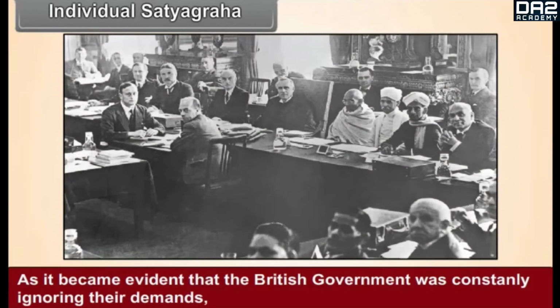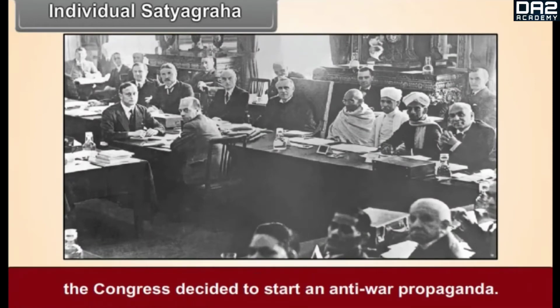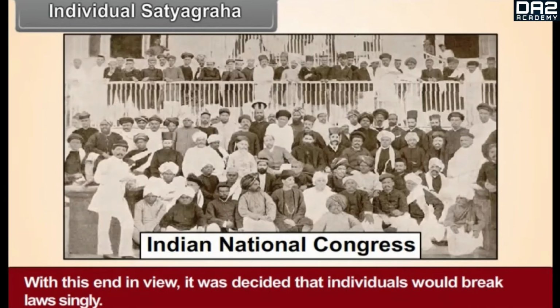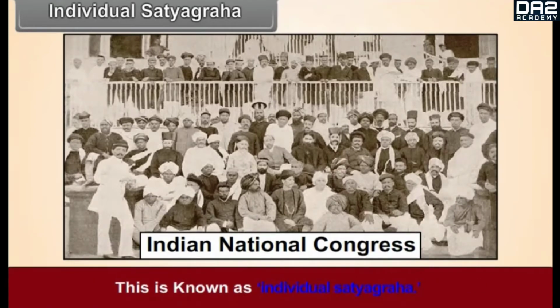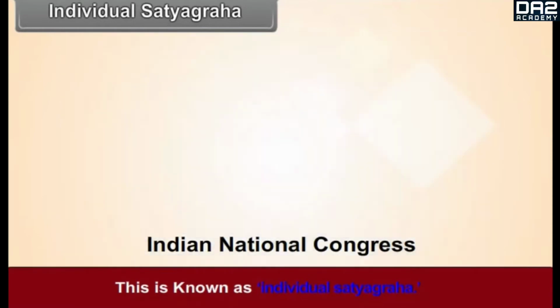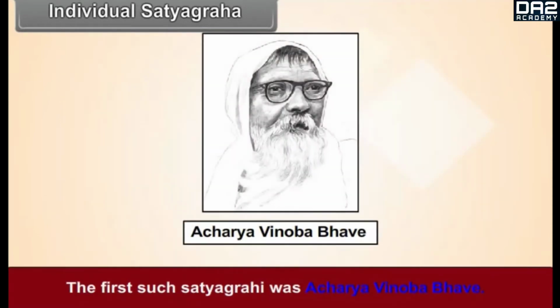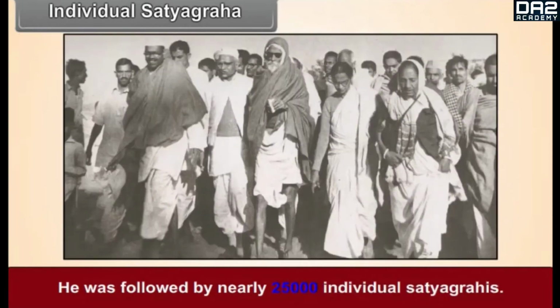Individual Satyagraha. As it became evident that the British government was constantly ignoring their demands, the Congress decided to start an anti-war propaganda. With this end in view, it was decided that individuals would break laws singly. This is known as individual satyagraha. The first such satyagrahi was Acharya Vinoba Bhave. He was followed by nearly 25,000 individual satyagrahis.